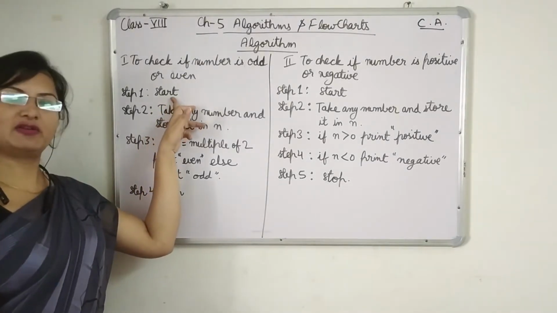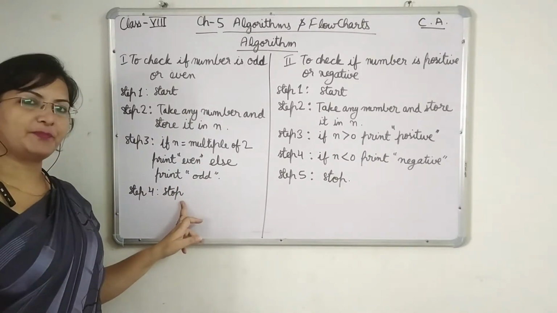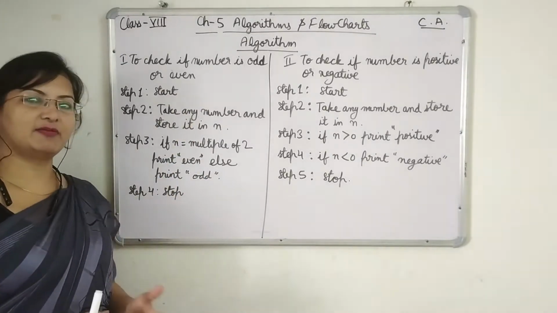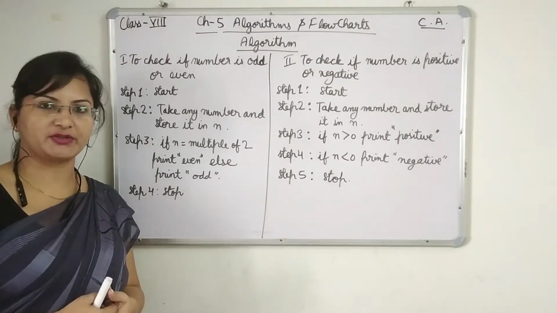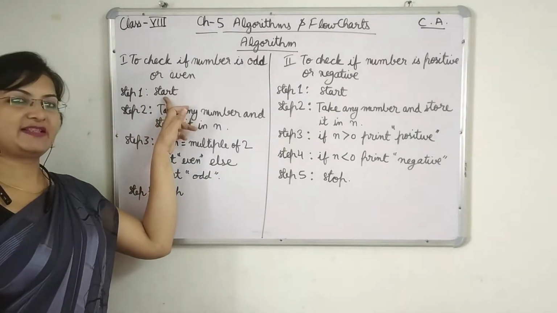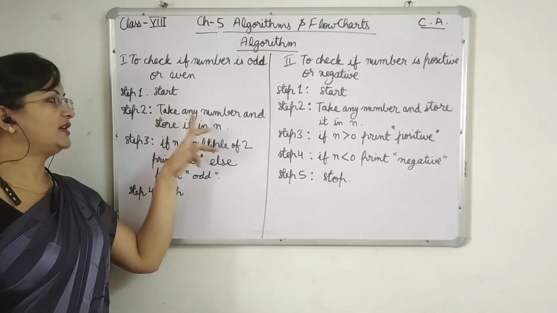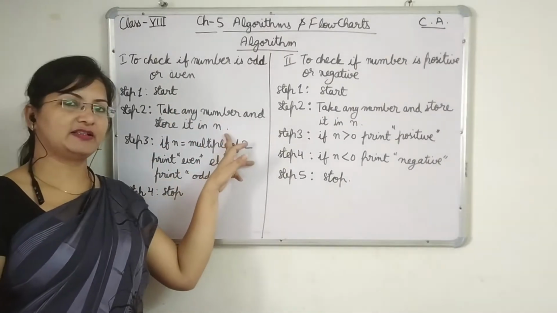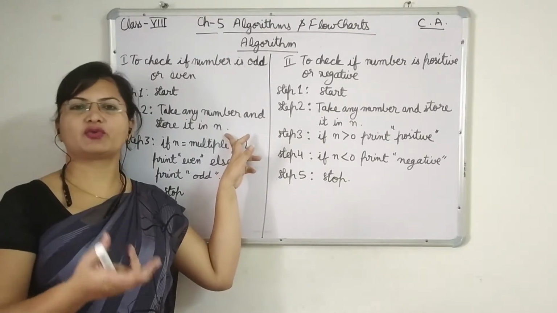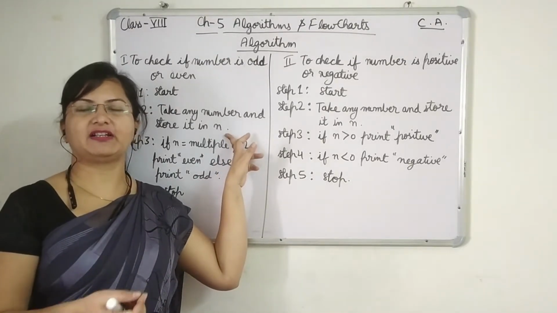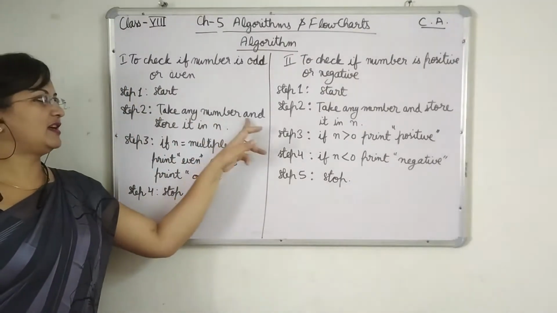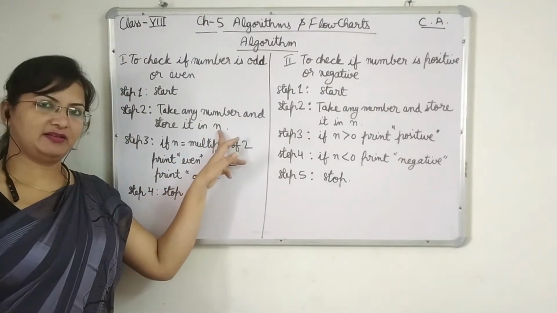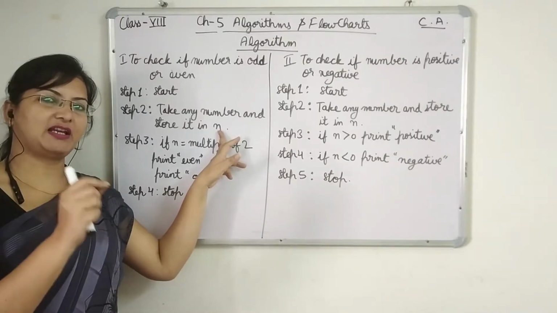First step will be always start and the last step will be stop. In between we have to take a number. Then we have to check number that it is even or odd. So first of all we will start. Step 2, take any number and store it in n. Okay, in place of n we can store it in any variable. We can take p, q, r, a, b, c, d, etc. So take any number and store it in a variable. So here a variable we have taken n.